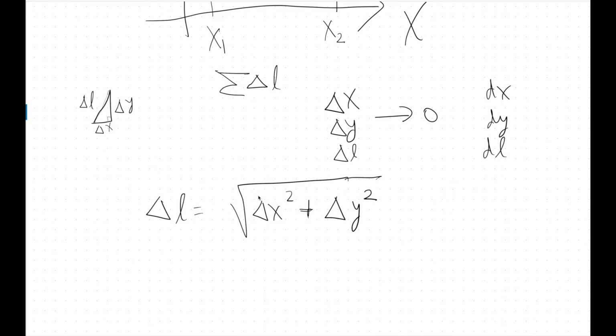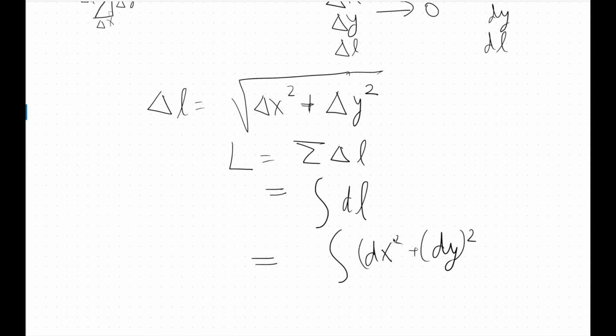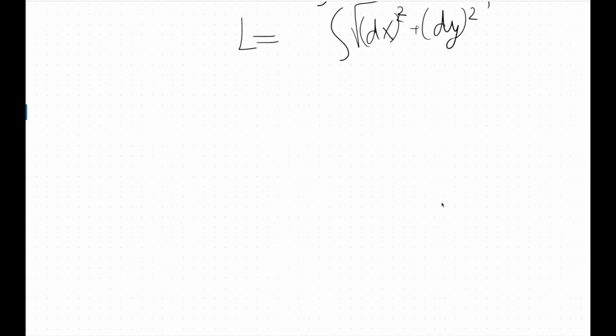Okay, and we know that length is equal to sigma delta L, or because delta is super small, we can write integral of dl, which is equal to the integral of square root of dx whole square plus dy whole square. Okay, so this is the total length. Now how do we solve this value?